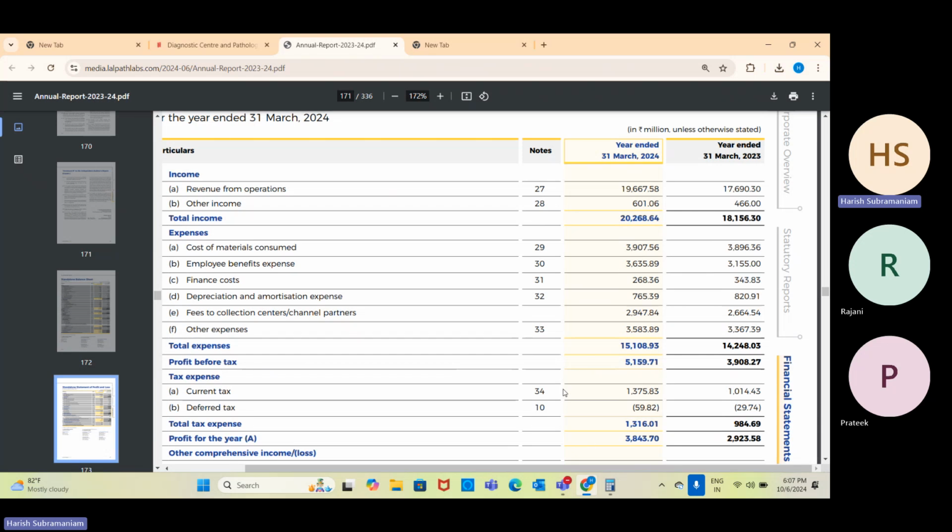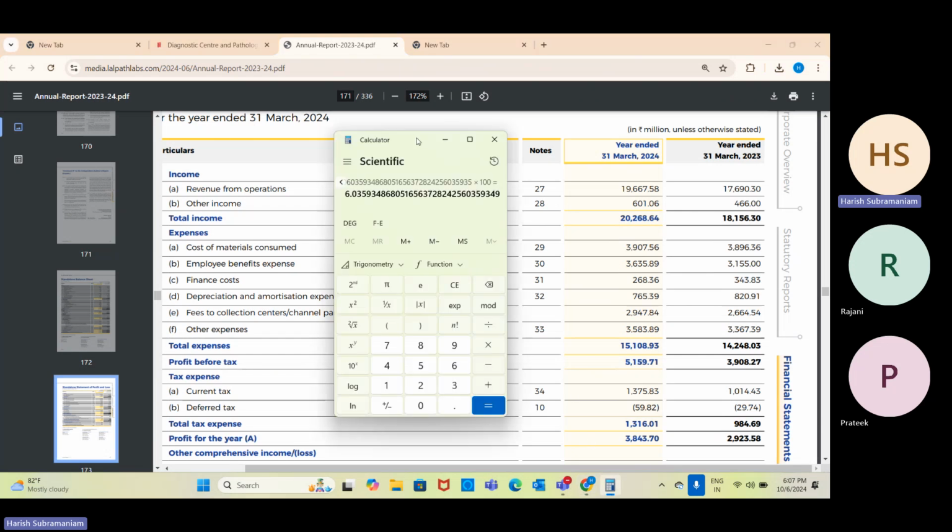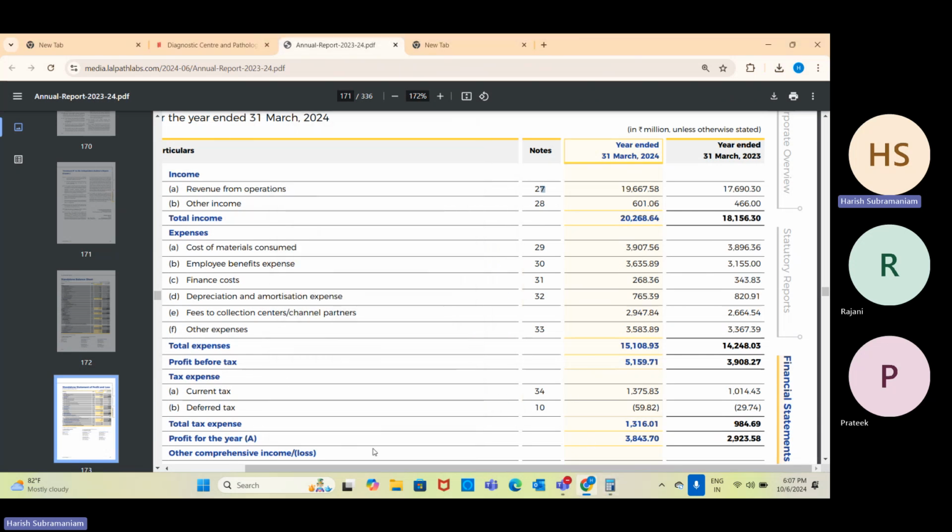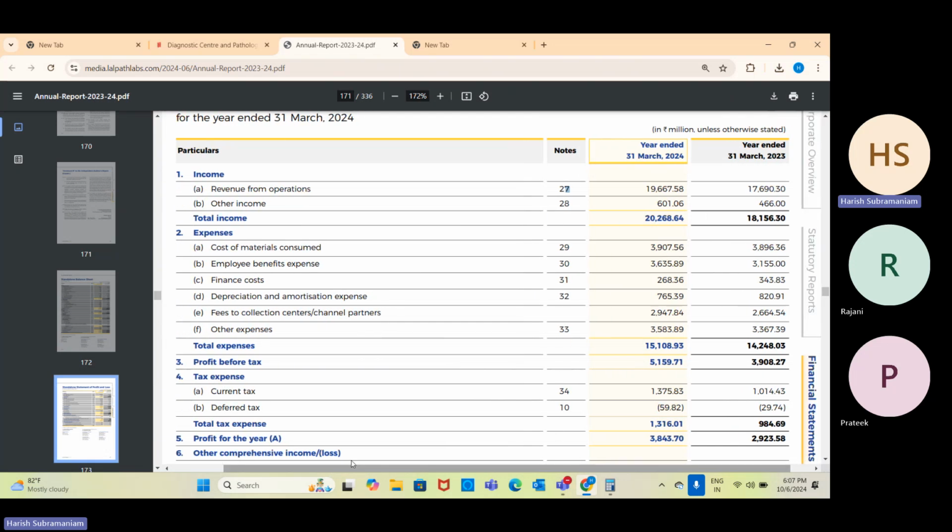This is the first thing that we notice. So typically, when we look at any company's income statement, one of the key things that we have to look at is, is there any revenue growth? Is there any growth?